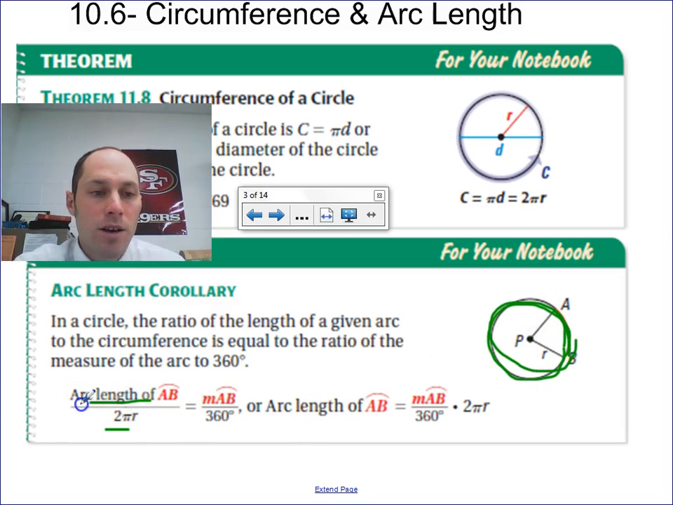So we're comparing the arc length to the circumference in the same way that the arc measure compares to the angle measure. So we're comparing lengths to angle measures. And so if we simplify that equation, we know the arc length is equal to the measure of the arc out of 360, times the circumference, because what portion of the circumference are we getting? So let's take a look at an example here.